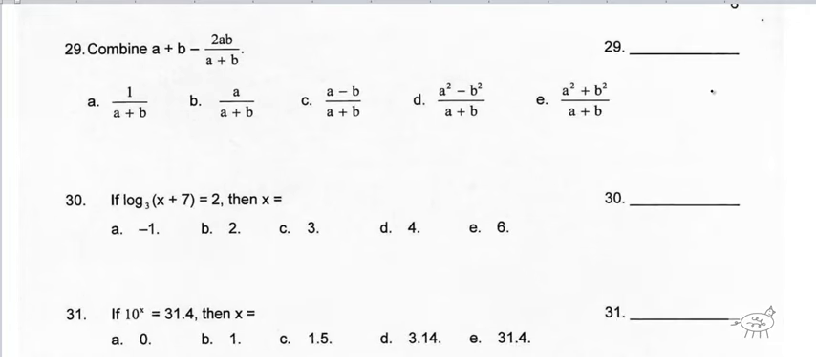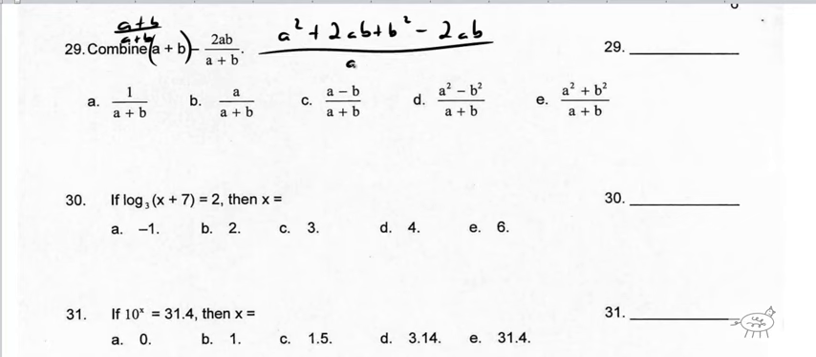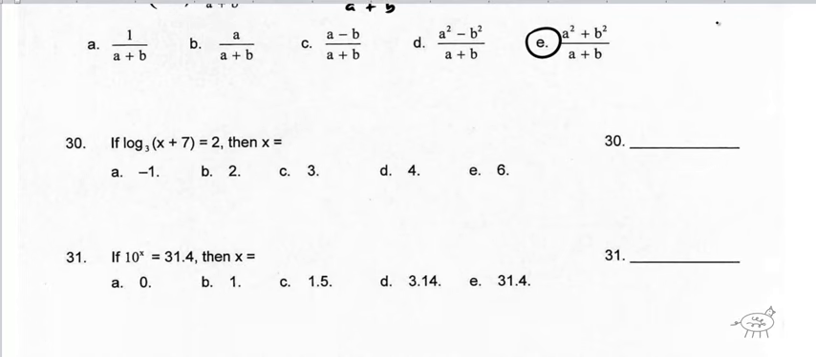Combine these guys together, so we need a common denominator. So I'm going to multiply this by a plus b over a plus b. Okay, and if I do that, I'm going to FOIL the top. So I get a squared plus 2ab plus b squared minus 2ab. The whole thing's over a plus b. Okay, the 2ab's cancel. That's kind of nice. And I have a squared plus b squared over a plus b, which is E. Please don't think you can cancel it out and write a plus b, even though it's not on here. Okay, but people sometimes do that.